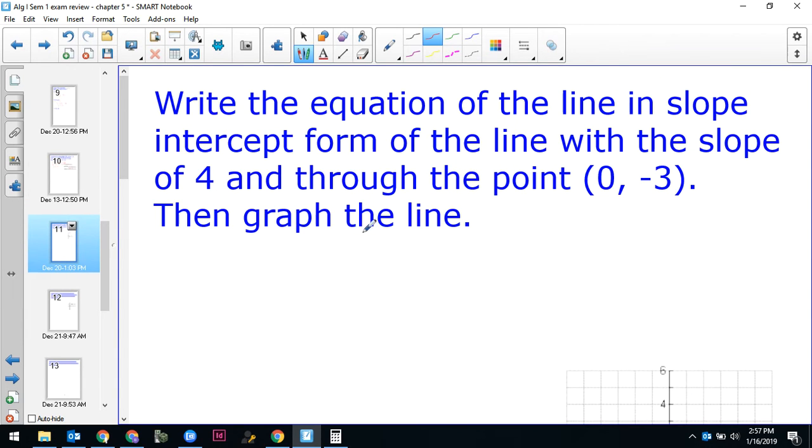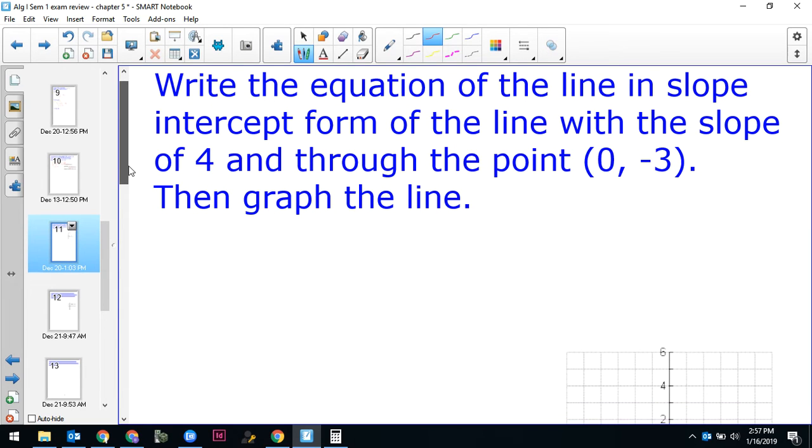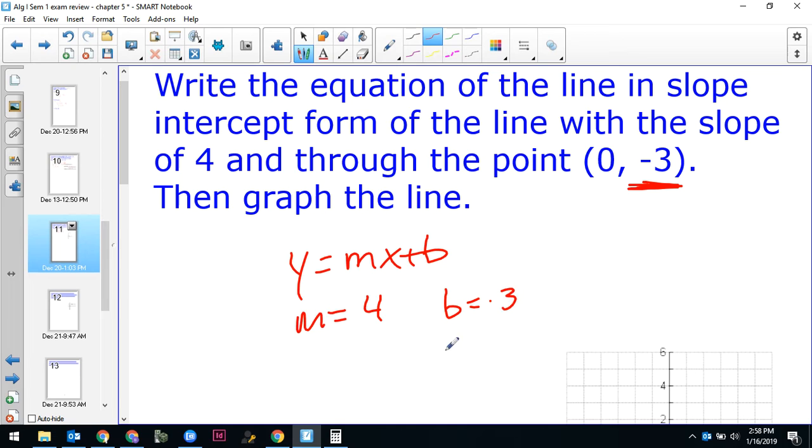Write an equation of the line in slope-intercept form with slope 4 through point 0, comma negative 3. Oh, easy, easy, easy. Why? Because that is the y-intercept. Remember, it's y equals mx plus b. Another equation I might write down on my note card. So we have the m, slope is 4, the y-intercept, negative 3. So that means we have y is equal to 4x minus 3.